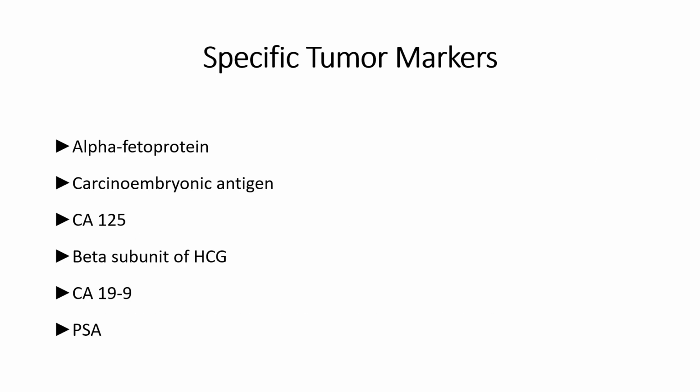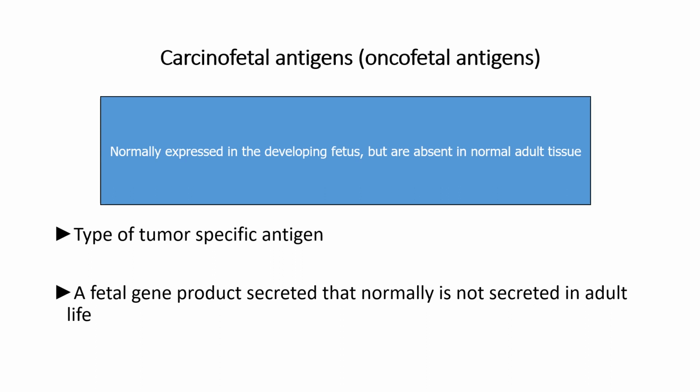Some specific tumor markers that we're going to talk about today would be alpha-fetoprotein, carcinoembryonic antigen, CA125, beta subunit of HCG, CA19-9, and prostate-specific antigen. So the carcinofetal antigens or oncofetal antigens are normally expressed in the developing fetus but are absent in normal adult tissues. It is a type of tumor-specific antigen. A fetal gene product secreted that normally is not secreted in adult life. One such example is alpha-fetoprotein, and another example would be carcinoembryonic antigen.